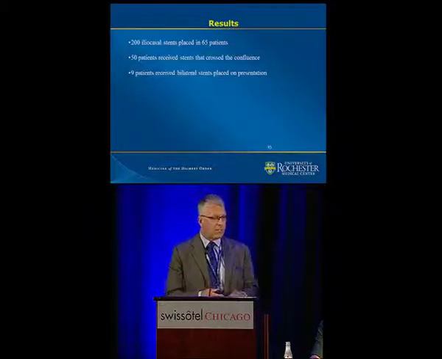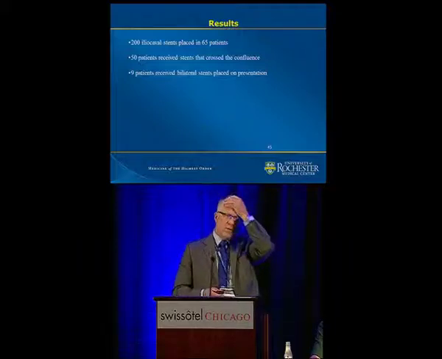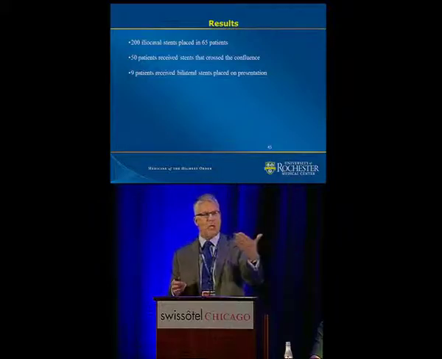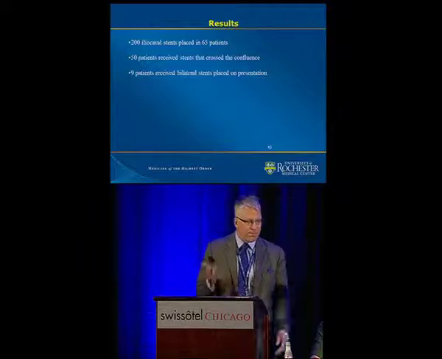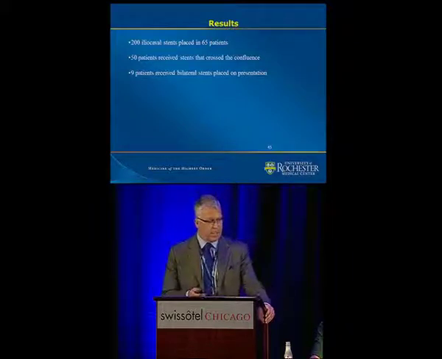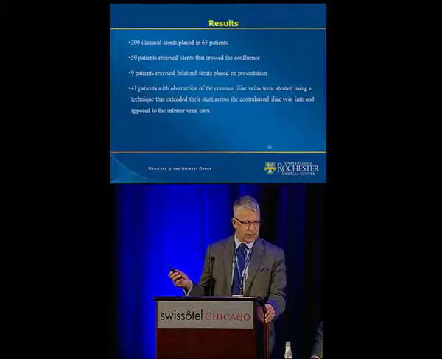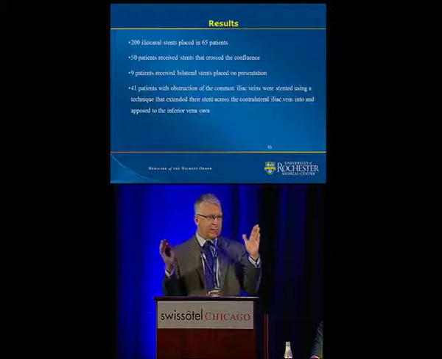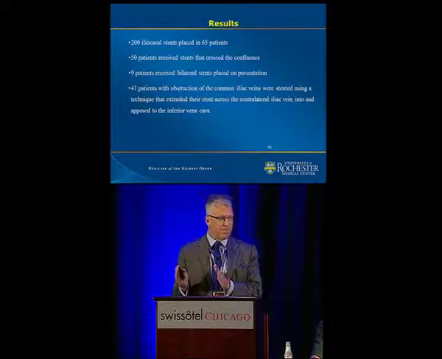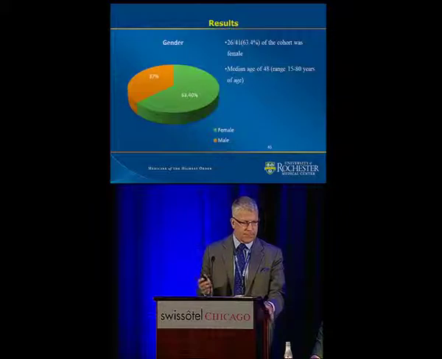So we took our last 200 iliocaval stents, 65 patients, and we looked at what was the effect of crossing the iliocaval confluence to the contralateral undiseased side. Here's 50 patients that we did it in out of our total of 65. They're all thrombotic. And only 9 patients received bilateral stents on presentation. So of that 65 patients, 200 stents, we chose 41 patients who had obstruction of the common iliac veins on one side and nothing on the other side, to get a consistent population.